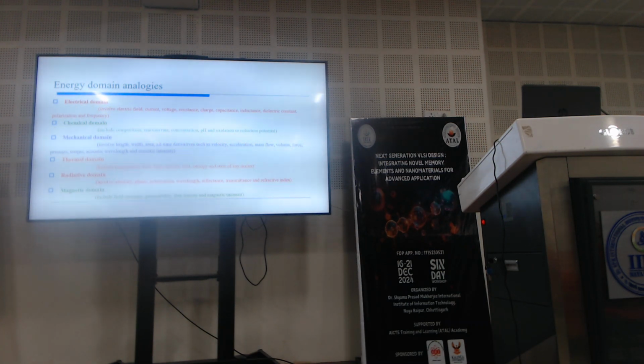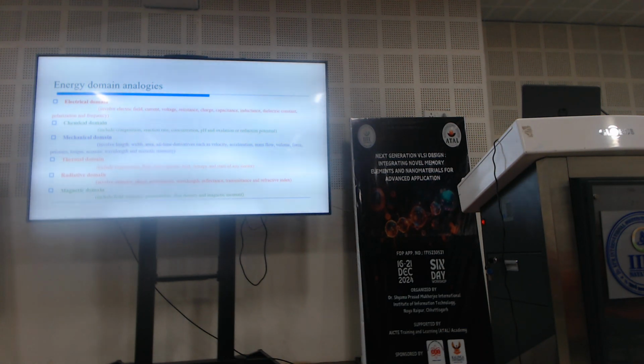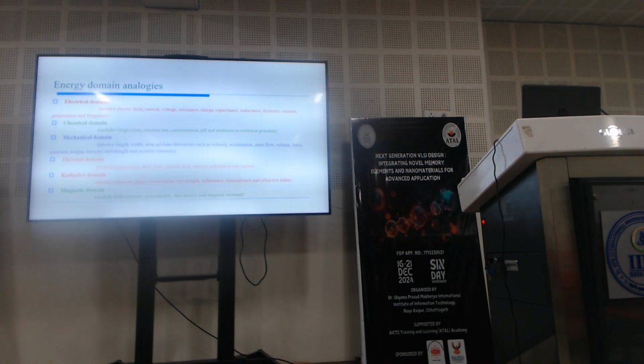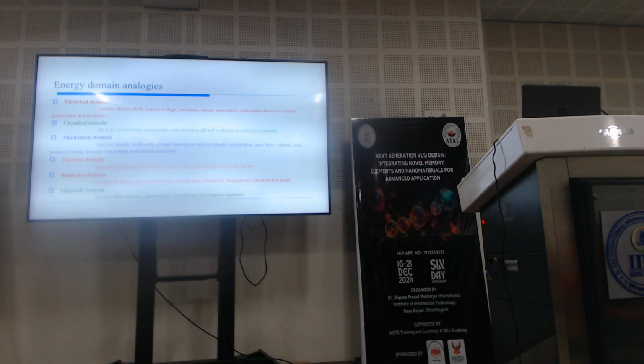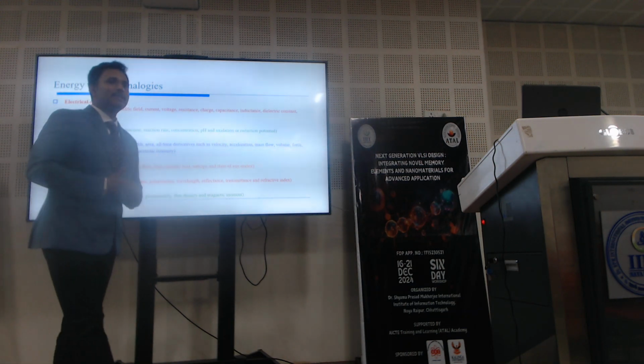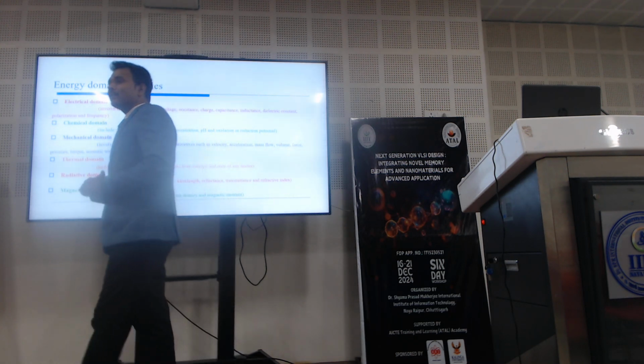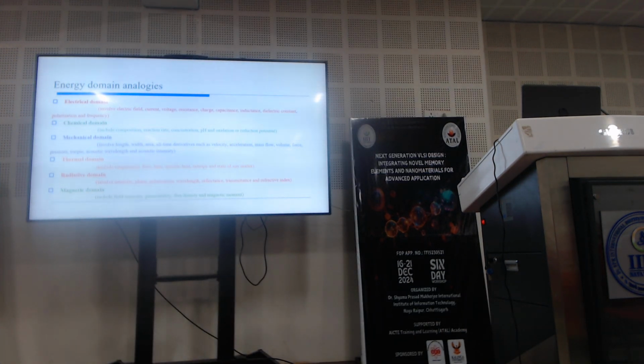Coming to the next one, thermal. There we convert temperature or heat into some kind of electrical signal, so that comes under the thermal domain. It includes temperature, flow, heat, and all these parameters. Coming to the optical domain, intensity and phase all come in that. The next one is the magnetic domain, with parameters like permittivity and flux density. These are the different fields where we can work.